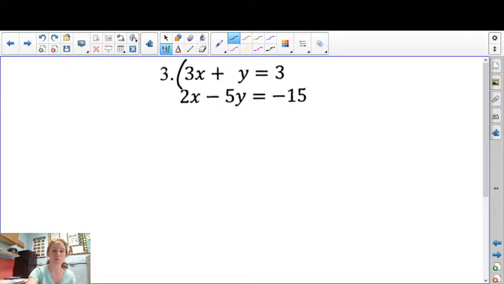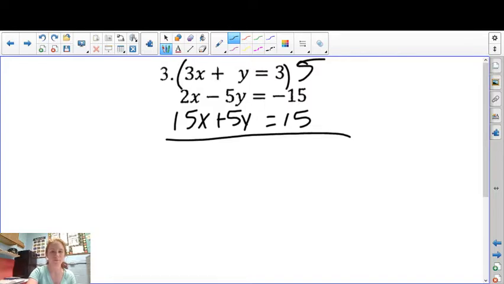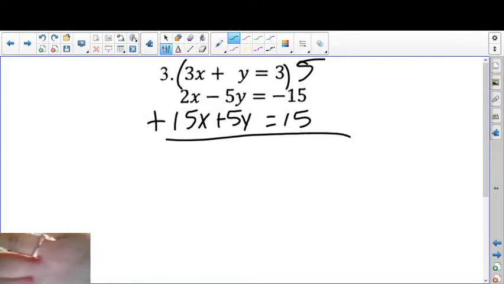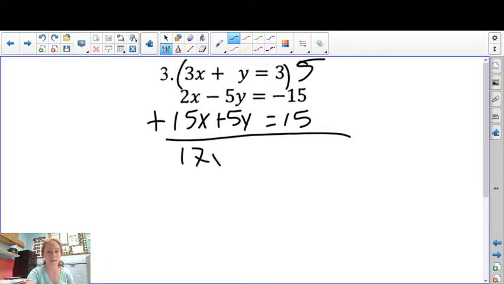So I'm going to multiply the first one by 5 in order to get the y's to cancel out. So I have 15x plus 5y equals 15. I'm not gonna cover it up because you gotta get used to it, but just pretend that you're covering that top equation. So I get 17x, my y's are gone, equals 0. Is it okay to get 0? Yes. Divide by 17, x is equal to 0.